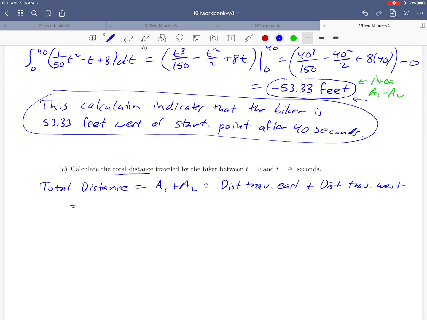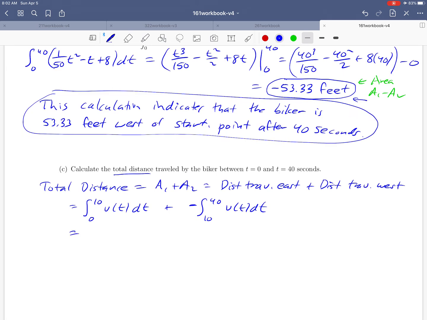We'll do two separate integrals to get those. So the distance traveled east between 0 and 10, that's the A1, is just going to be the integral of v of t from 0 to 10. And then we want to integrate from 10 to 40, but our function is negative on that interval. So if we just took the integral from 10 to 40, we'd get a negative number. We don't want a negative number, so we're going to cheat a little bit and just stick a minus sign in there to make that number positive because it's distance that we're after here.